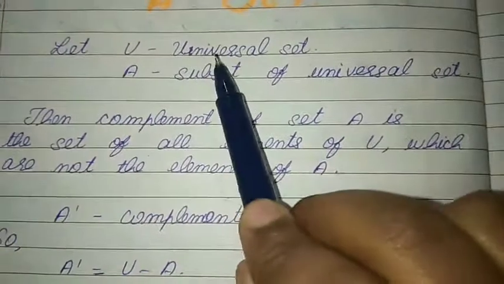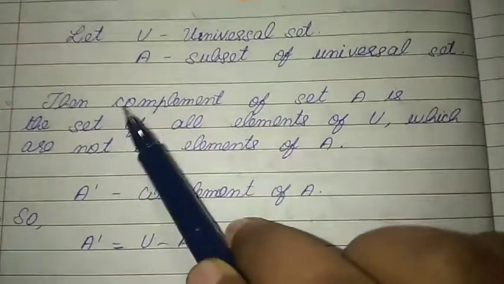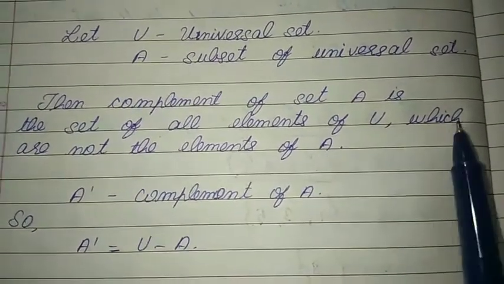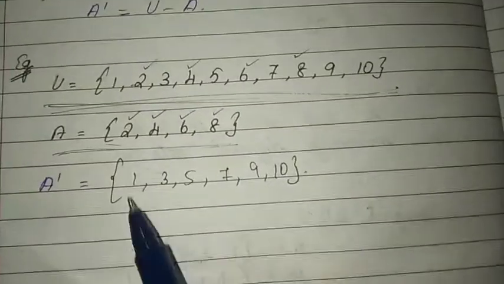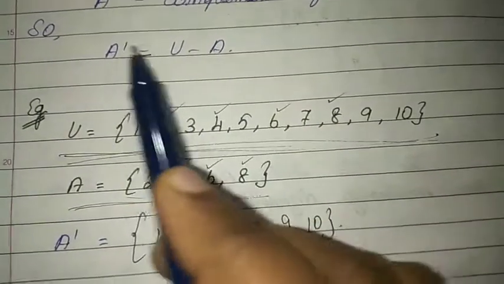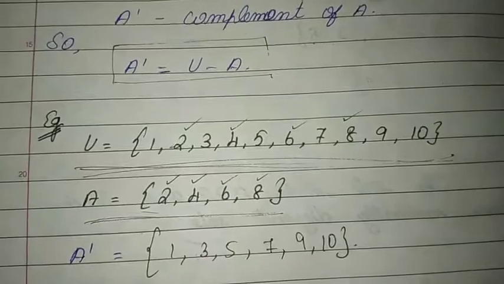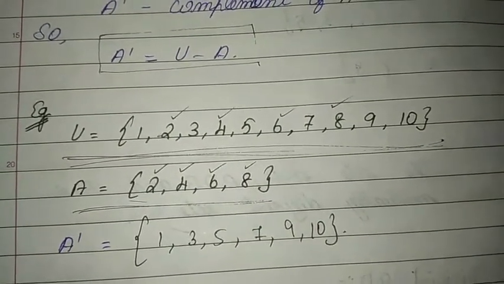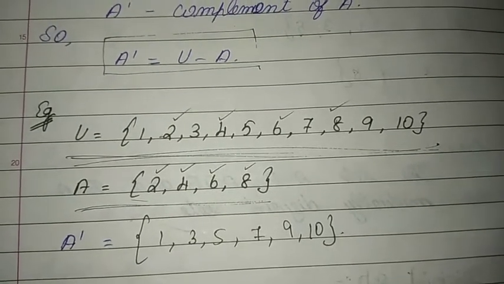Definition: let U be the universal set and A be a subset of the universal set, then the complement of set A is the set of all elements of U which are not the elements of A. We should not take any elements from set A. So the formula is A dash is equal to U minus A, or U difference A. We won't have even one element from set A if it is A complement.